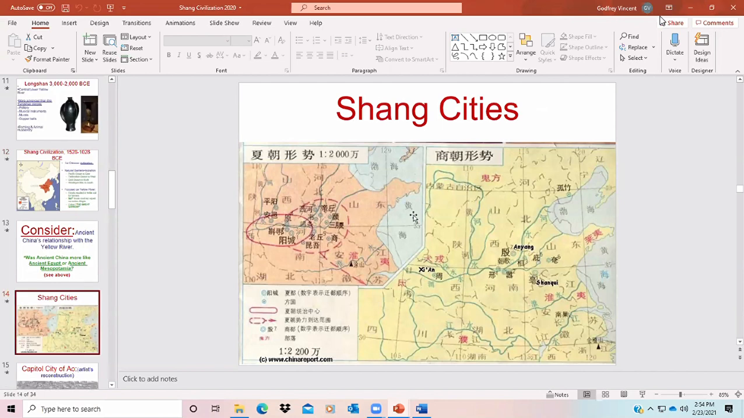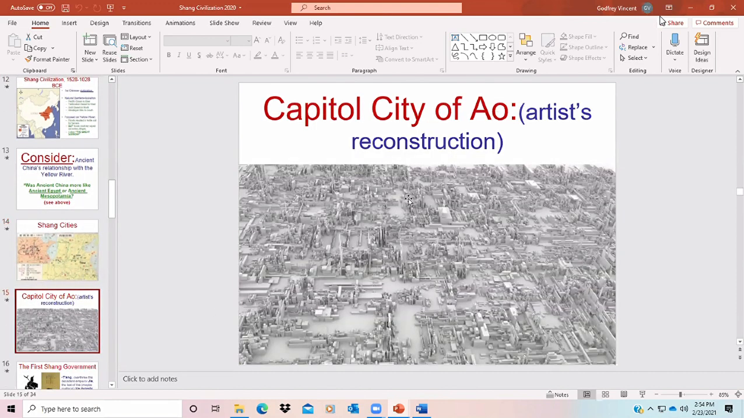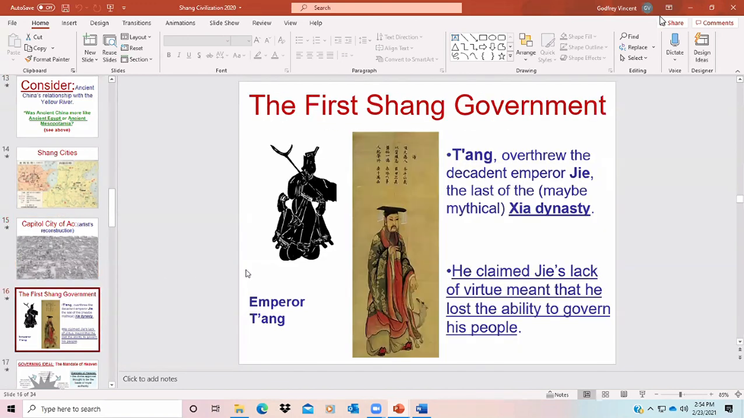So you see these places here in black. These are Shang cities on the river, very close to the river. And we'll come back to those names. And this is an artist's rendition of one of them. And this is the first Shang government.